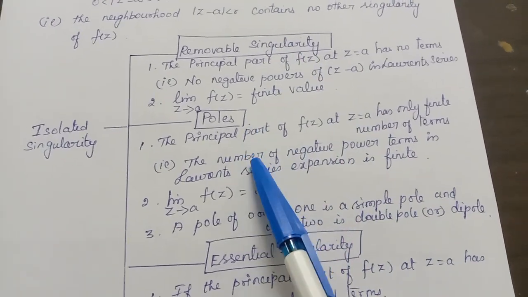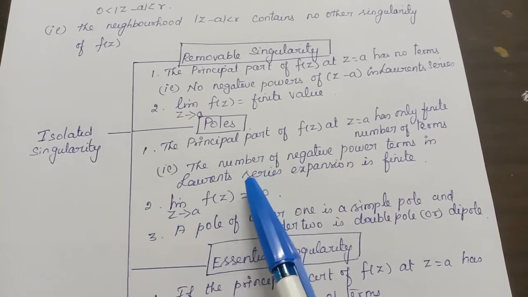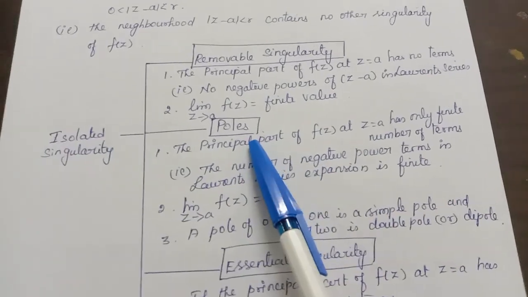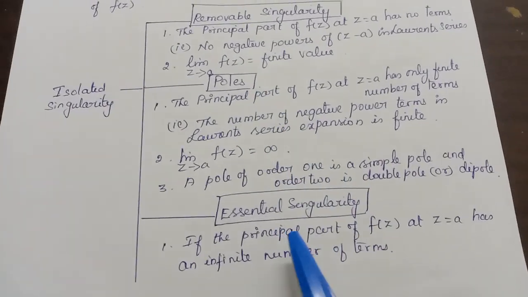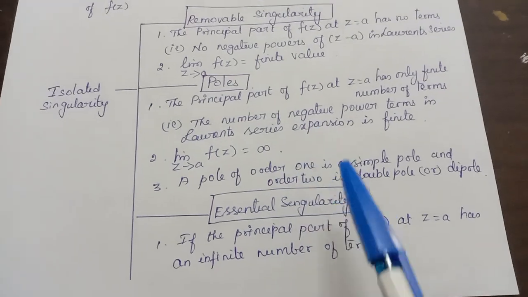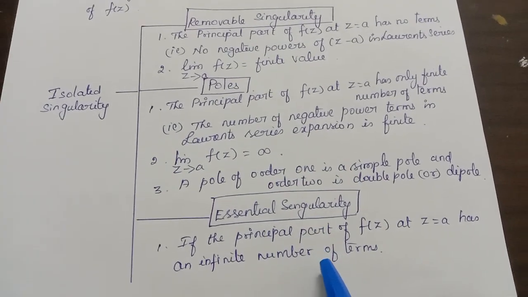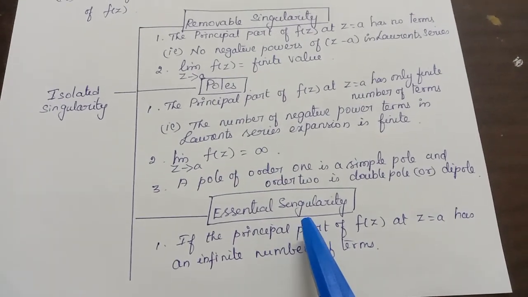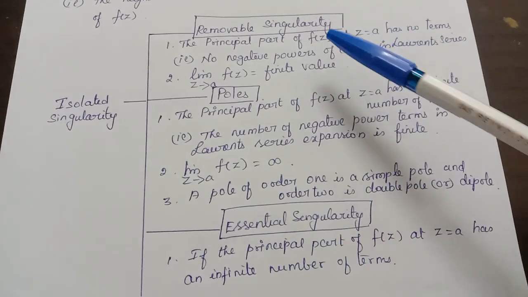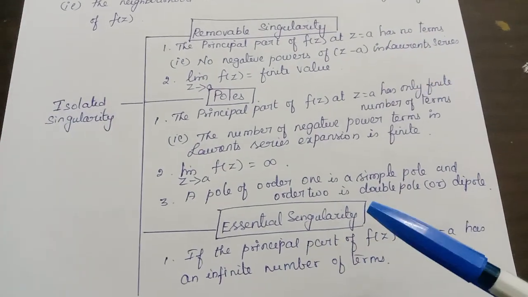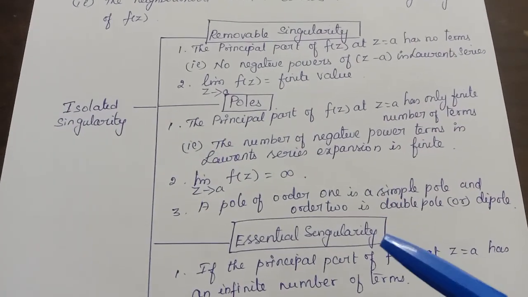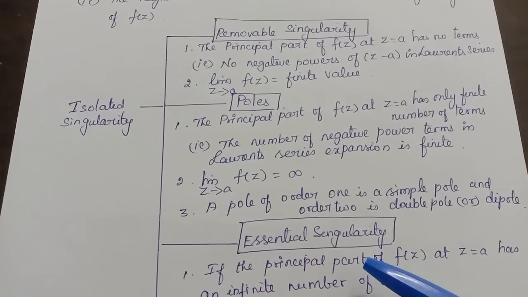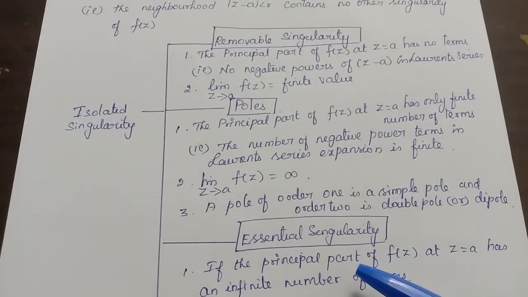And then, if the Laurent series expansion has only a finite number of negative powers, then it is called a pole. In the other case, if the negative powers of z minus a in the Laurent series expansion are infinite in number, then that kind of singularity is called essential singularity. So primarily, where do we concentrate? Take the Laurent series expansion. When will you write the Laurent series expansion? Only when you have singular points inside the neighborhood.